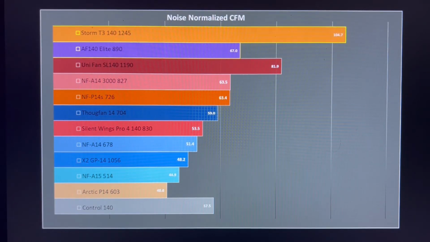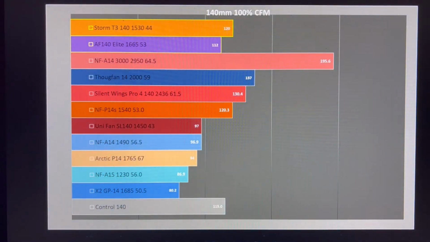And again, these are noise normalized values, with my control fan being indicative at the bottom. Moving up to that 100% PWM signal for CFM, we can see that the Storm and the Corsair lose quite a bit of ground, but they're still towards the top in terms of their airspeed. The Storm producing 120 CFM and the Corsair Elite producing 112 CFM.